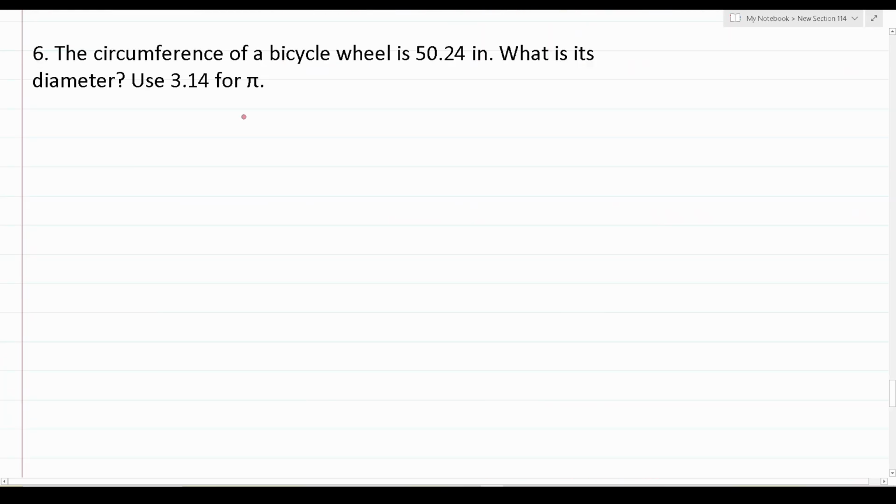All right, so number 6 here says the circumference of a bicycle wheel is 50.24 inches. What is its diameter? Use 3.14 for pi. All right, so again, we're given the circumference of this wheel, so we know we're going to be working with the circumference formula. We want to know what its diameter is. So of the 2 formulas to find the circumference of a circle, we're going to use pi times diameter. This problem told us what C was. It said circumference, or C, is 50.24.